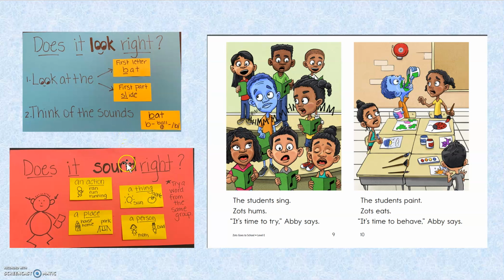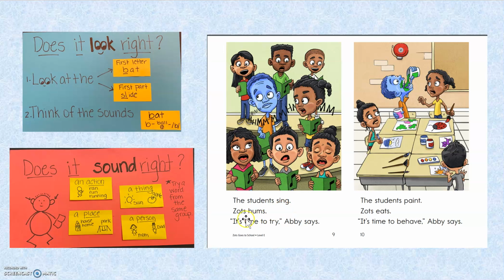Let's look at the letters and think about what would sound right. The students, I need an action word because the students are doing something. Sing. Does that sound right? Yes, it does. The students are doing an action here, so I need an action word. And then I also have to think what would look right. The students' music begins with an M. Here I have the letter S. So I have to remember to do those two strategies.